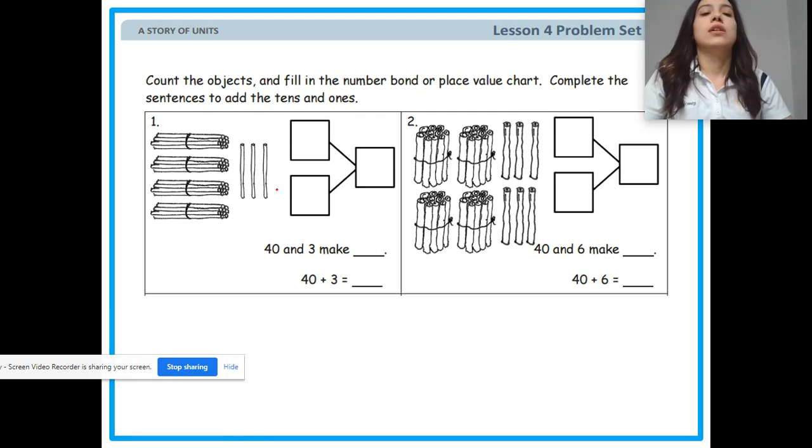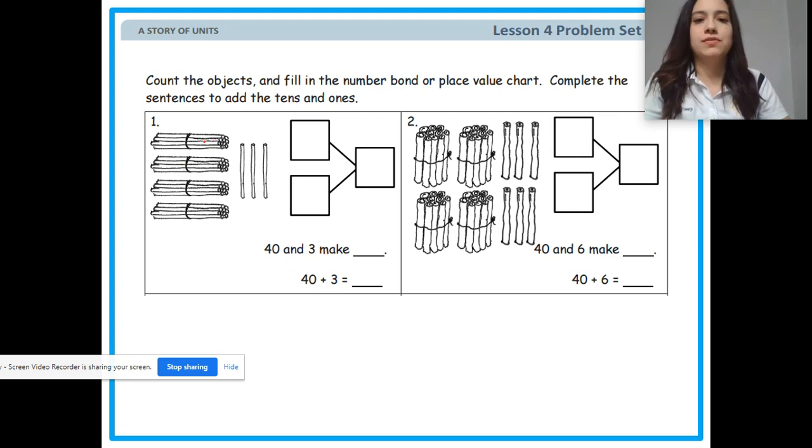Are you ready? Let's do number 1 together. Okay, let's read the instructions before. Count the objects and fill in the number bond or place value chart. Complete the sentences to add the tens and ones. And remember, this was our learning goal for today, boys and girls, that we were going to be able to write 2-digit numbers as tens and ones in addition sentences or the regular way.